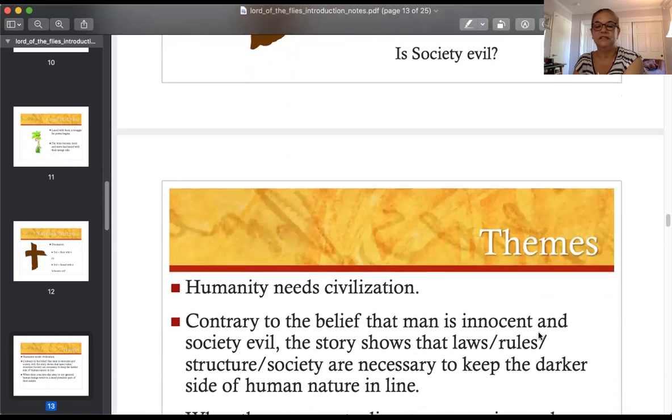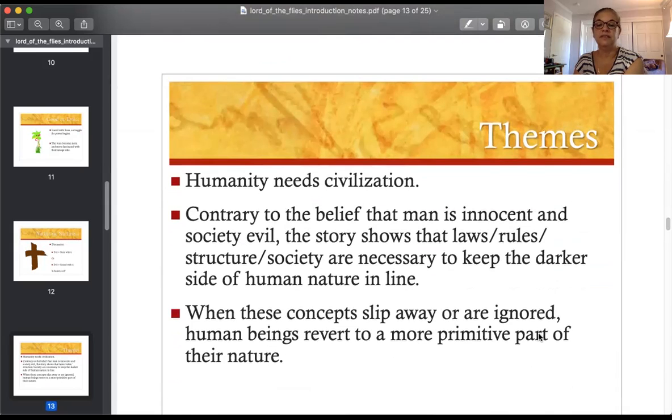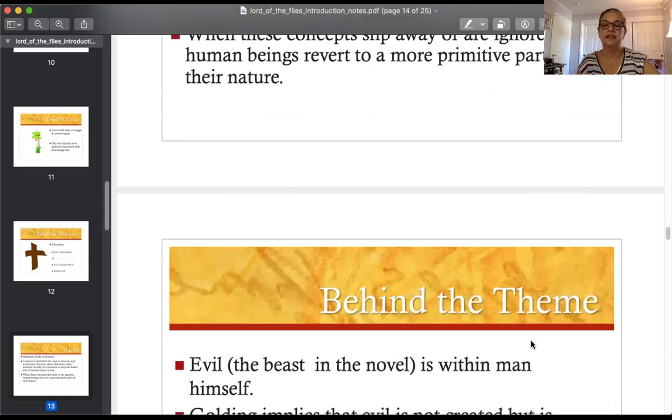So many themes. Humanity needs civilization, contrary to the belief that man is innocent and society evil. The story shows that laws, rules, structure, and society are necessary to keep the darker side of human nature in line. And when these concepts are ignored, then humans revert to that primitive side of themselves, that savage side.